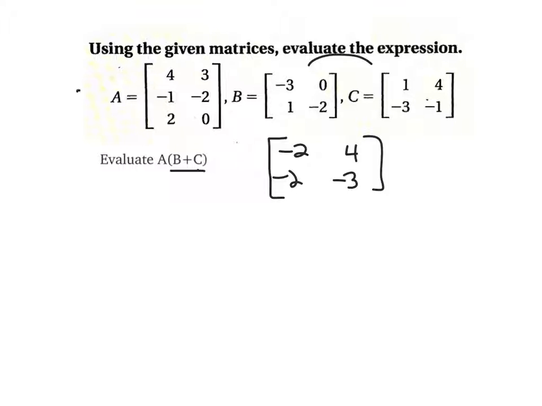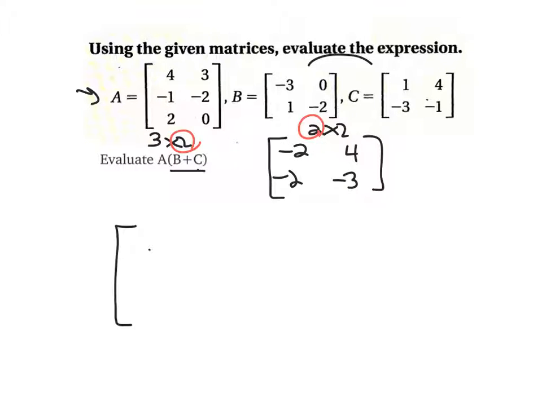Here's matrix A over here. Matrix A is a 3 by 2. This one, my new one, is a 2 by 2. Because the 2's are the same, I'm good to go. Because my outside numbers are 3 and 2, I'm going to get a 3 by 2. So I'm going to go ahead and draw that down here.